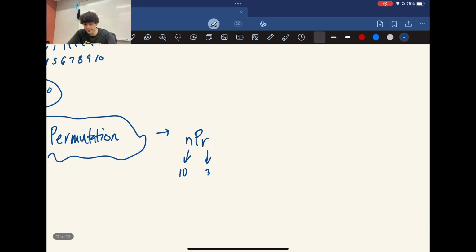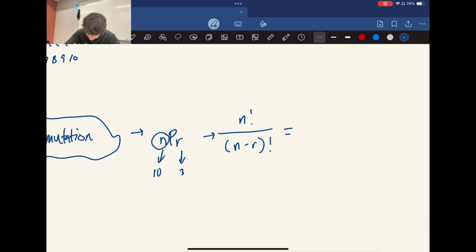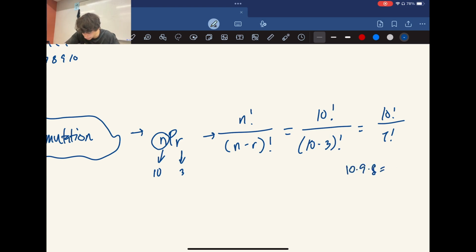The formula for this is a very, very simple formula. All that we're going to do here is take n and make it a factorial, so 10 factorial in this case, and divide it by n minus r factorial. That is the formula for a permutation, and using the numbers above, we would have 10 factorial divided by 10 minus 3 factorial, which is 10 factorial over 7 factorial. Doing the math out, what we get is just 10 times 9 times 8, which is equal to the same 720 that we got before.